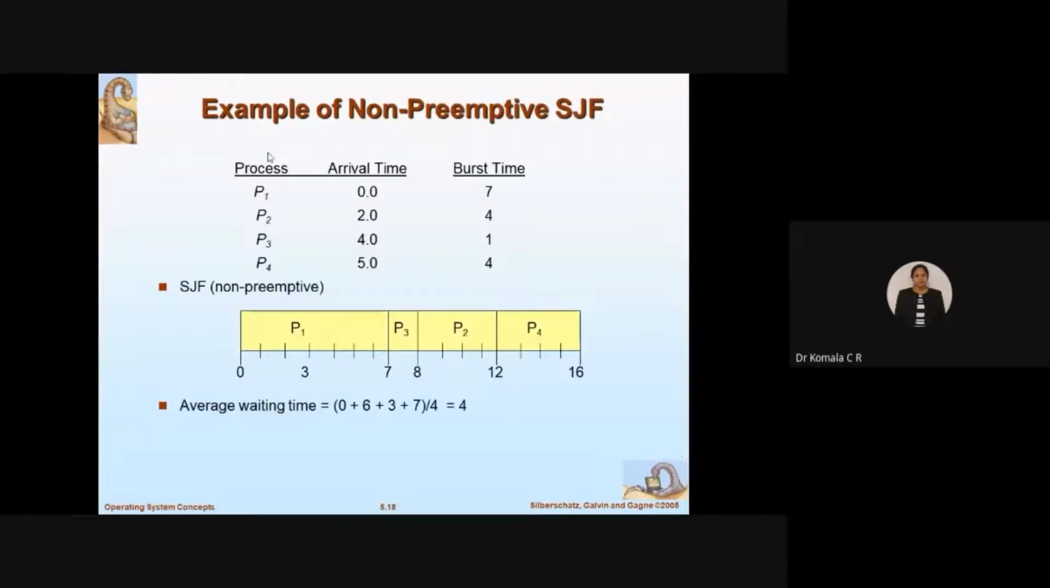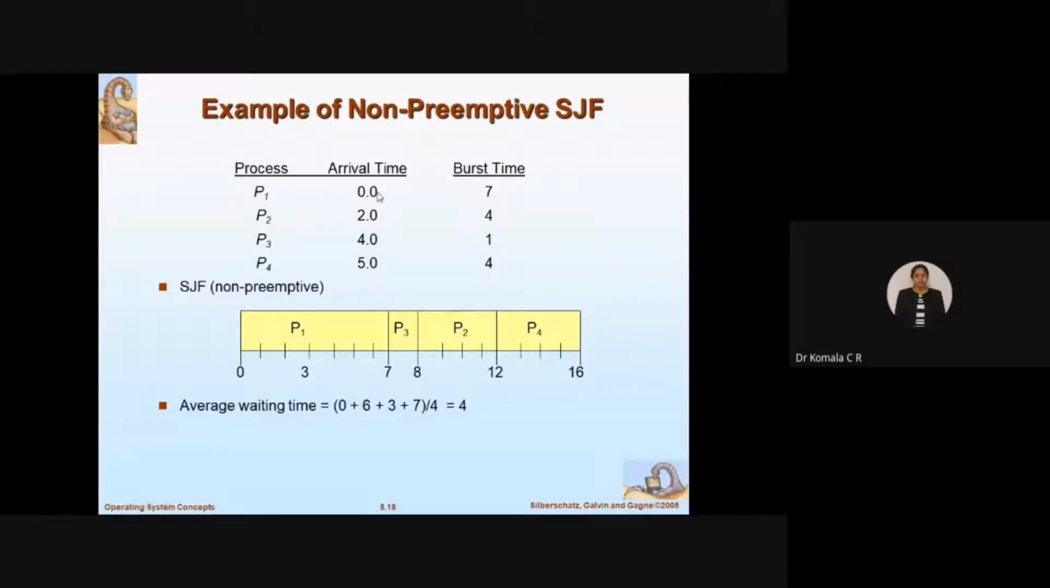Here is an example of non-preemptive shortest job first. These are the processes we have: P1, P2, P3, P4. P1 has arrived at the 0th second, P2 has arrived at 2 seconds, P3 has arrived at 4 seconds, and P4 has arrived at 5 seconds. The burst times are given here. P1 requires 7 slots to complete, P2 requires 4 slots, P3 requires 1 slot, P4 requires 4 slots.